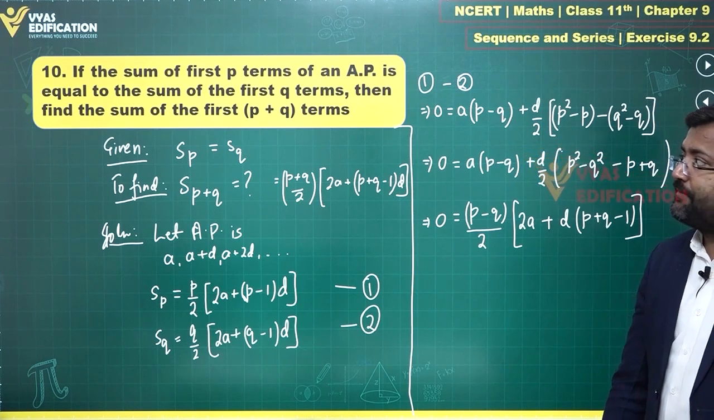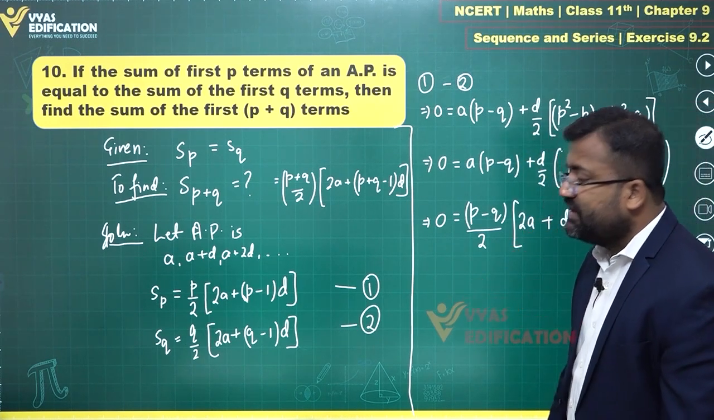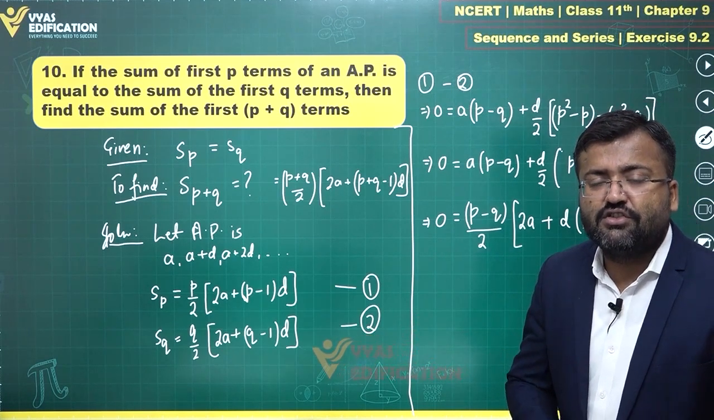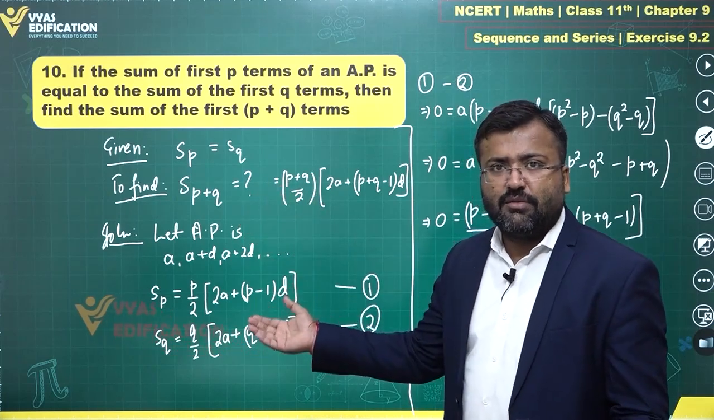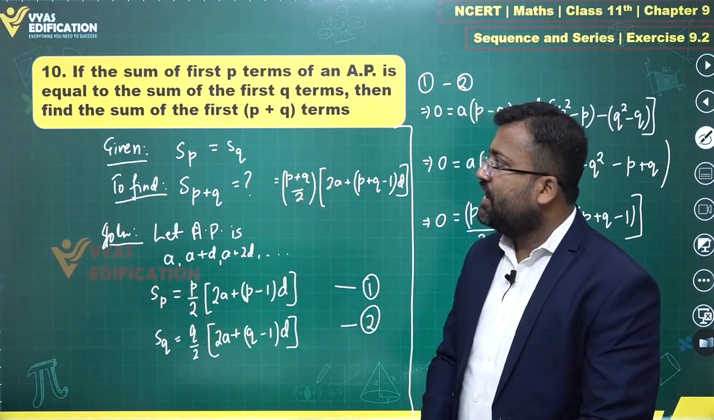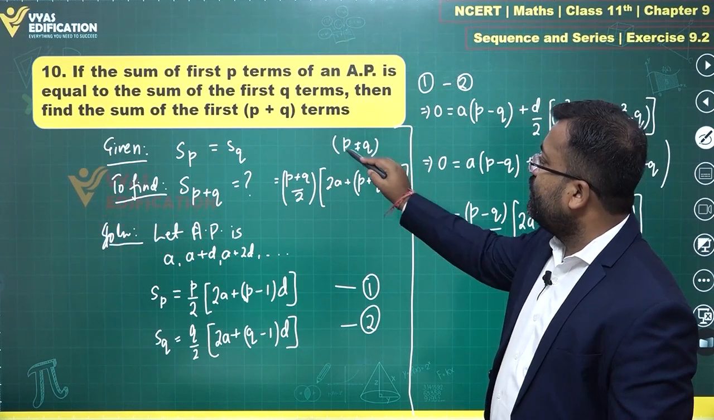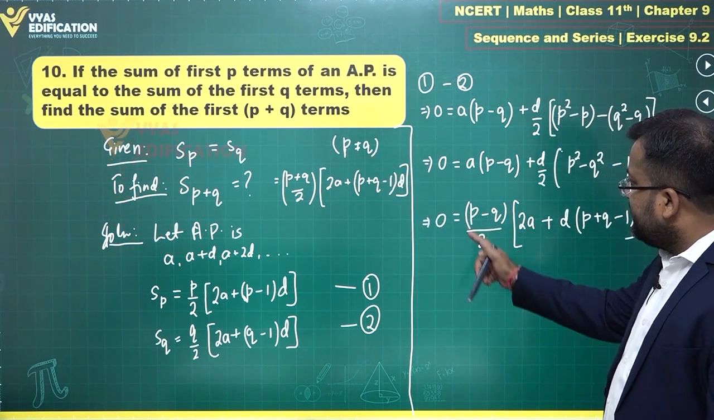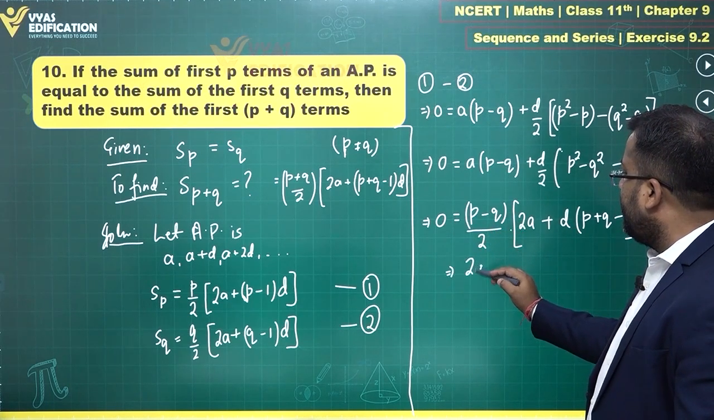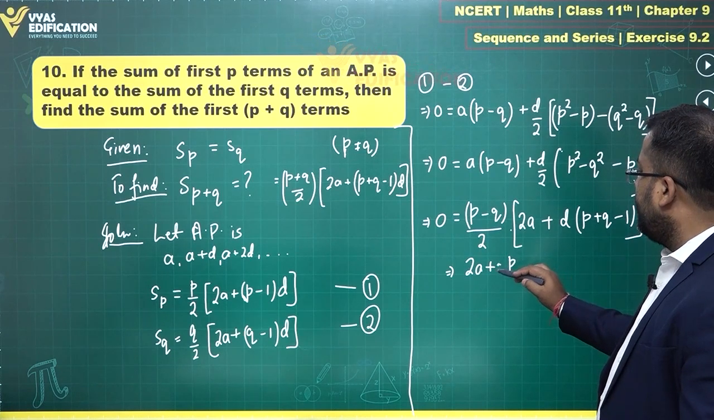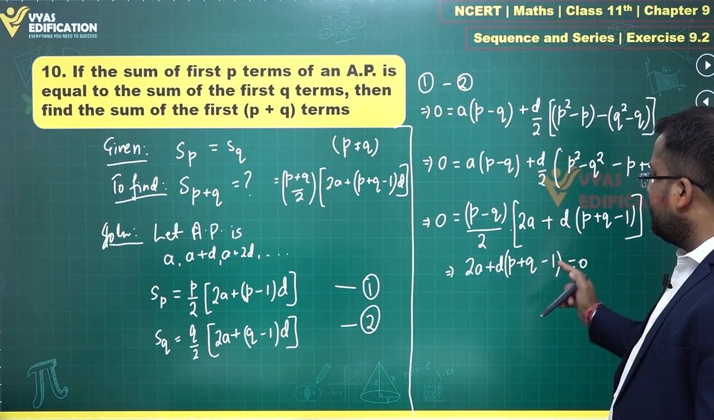Very close. The sum of first p terms of an AP is equal to the sum of first q terms. The problem should have mentioned that p is not equal to q, but we observe that the sum of p terms equal to the sum of p terms would not be any condition. Here S_p equal to S_q implies that p is not equal to q. Since this is non-zero, and the product of these two is 0, therefore this will be 0: 2a plus d times (p plus q minus 1) will be 0.